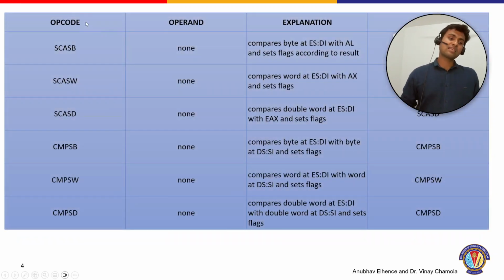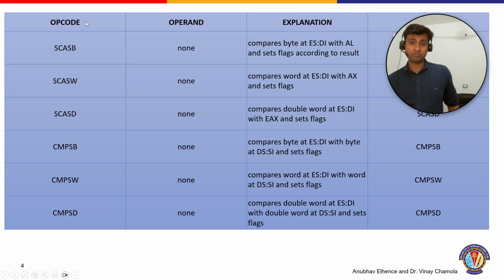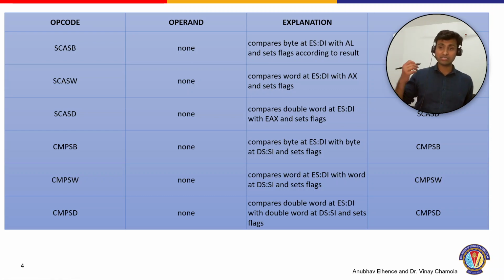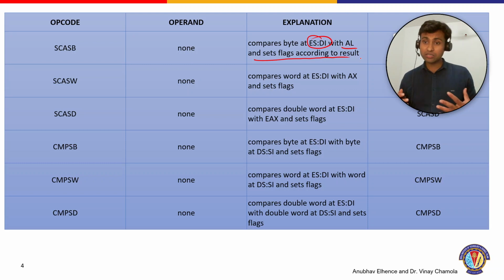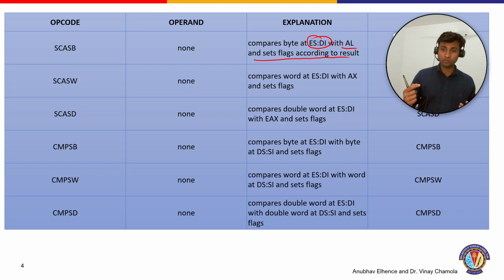Then we have the scan and the compare. Now I think these two are the most important ones, so let's understand them theoretically and then let's understand them with a follow along example. Scan compares the byte pointed to by the destination index with AL and sets flags according to the result. Internally, what it does is a subtraction operation of both, and it sets some flags based on that.